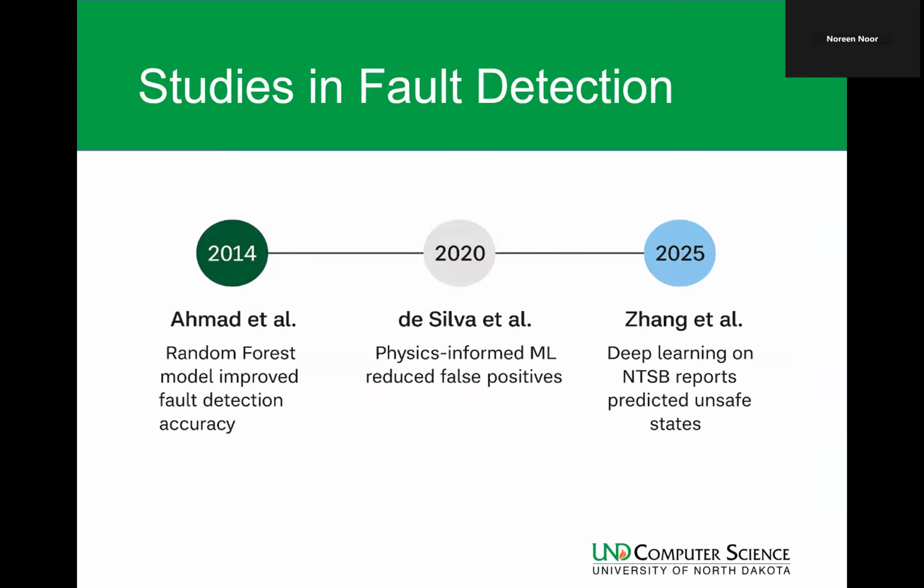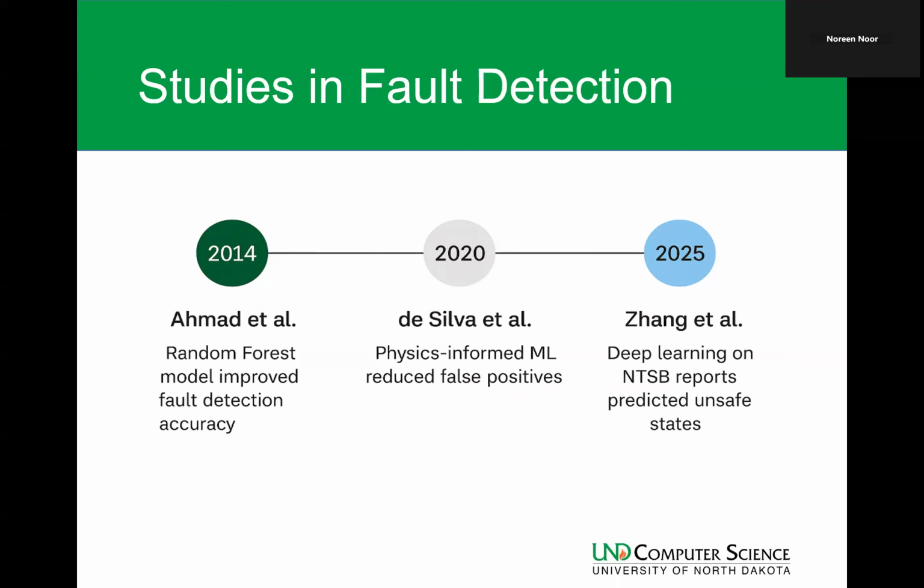And now we have studies in fault detection. I have one slide in which I just mention these three papers, and the next one contains a whole table about this. So now let's take a look at some key studies in fault detection that use machine learning. The first one, by Ahmed in 2014, used a random forest algorithm to detect aircraft system faults. It performed better than traditional methods because it could learn complex patterns from sensor data.